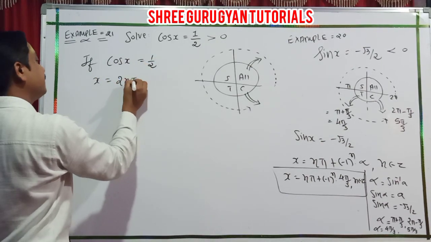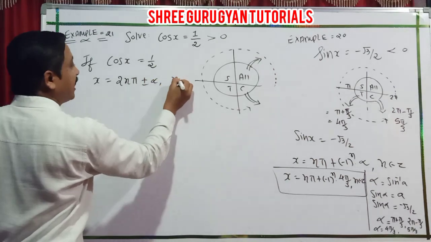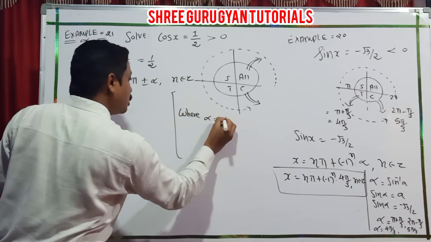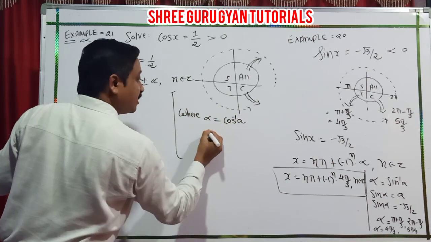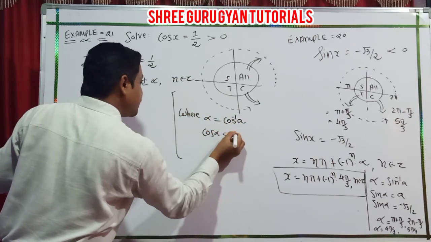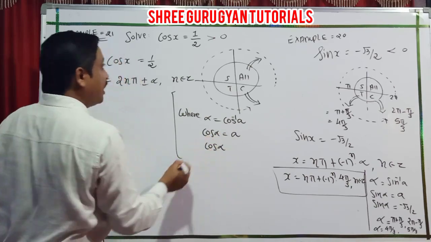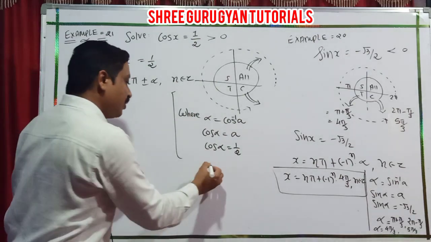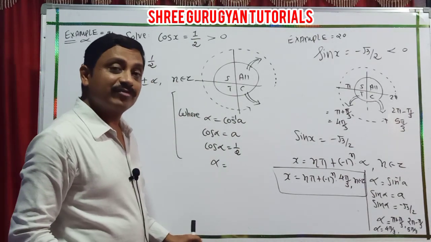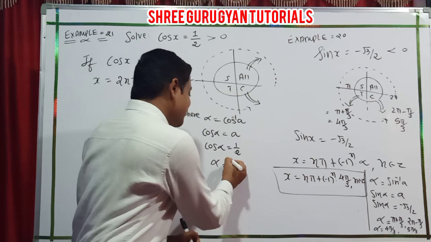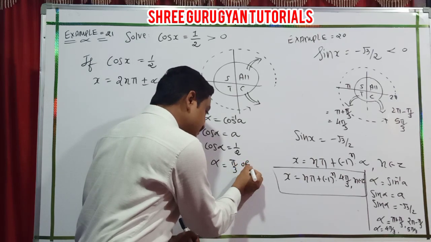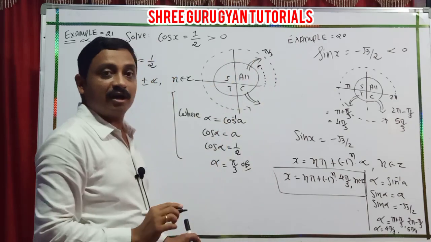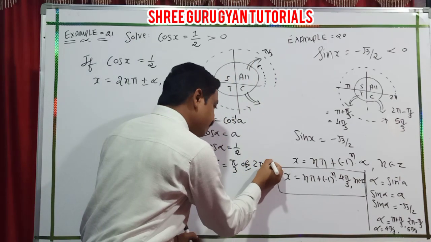So if cos x equals half, what is the solution of cos x? It is 2n pi plus or minus alpha, n belongs to z, where alpha is cos inverse a. It means cos alpha equals what, students? A. And a is the value in place of 1/2. Now, when cos is half, yes, it is 60 degrees. 60 means pi by 3. Here pi by 3, moving from 0 by pi by 3 degrees. Otherwise, 2 pi minus pi by 3.